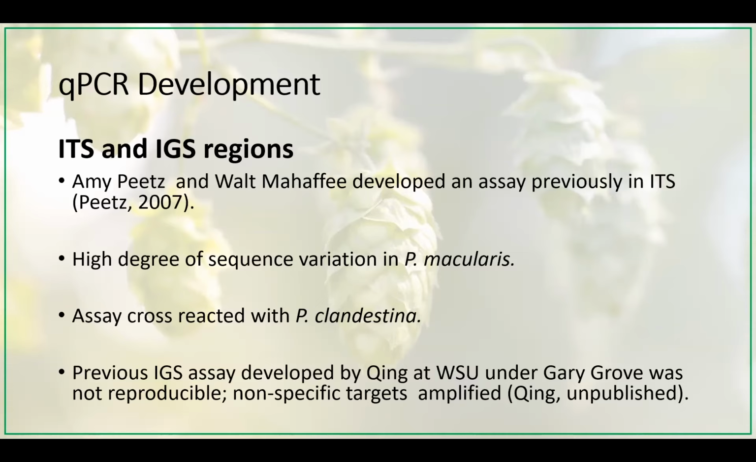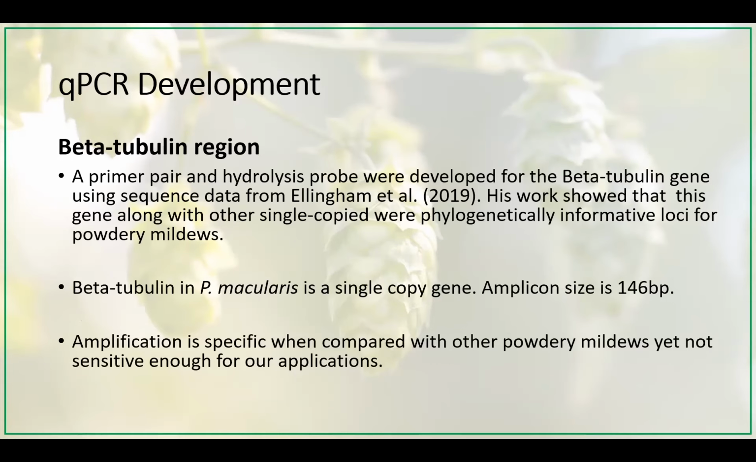So we wanted to find something that was specific, and so we looked into the beta tubulin region. We developed a primer pair and hydrolysis probe for the beta tubulin gene using sequence data from Ellingham et al. His work showed that this gene, along with a few other single copy genes that he researched, were phylogenetically informative loci for powdery mildews. Our amplification ended up being specific when compared with other powdery mildews. However, it was not sensitive enough for our applications, and I can show you what that looks like now.